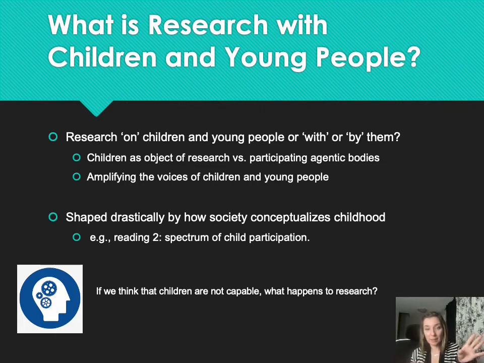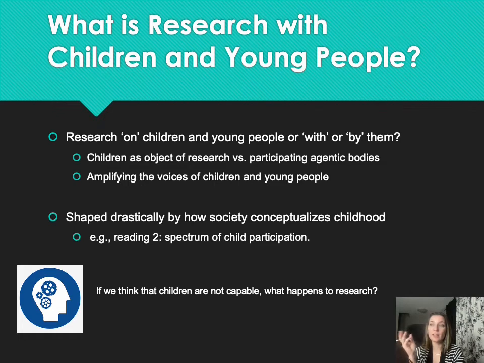And we're going to study about it later, so don't worry about that. But I just want you to know that there is a spectrum to that. And if you read the second reading, you will see two examples also that talked about how we can make them participants, more than just objects of research. And you really have to kind of get an understanding, reflecting on the fact that if we think that children are not capable, what happens then to research?